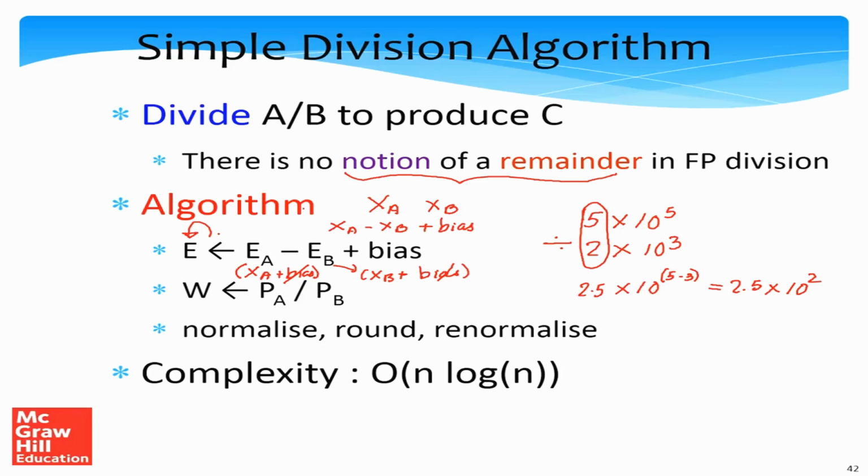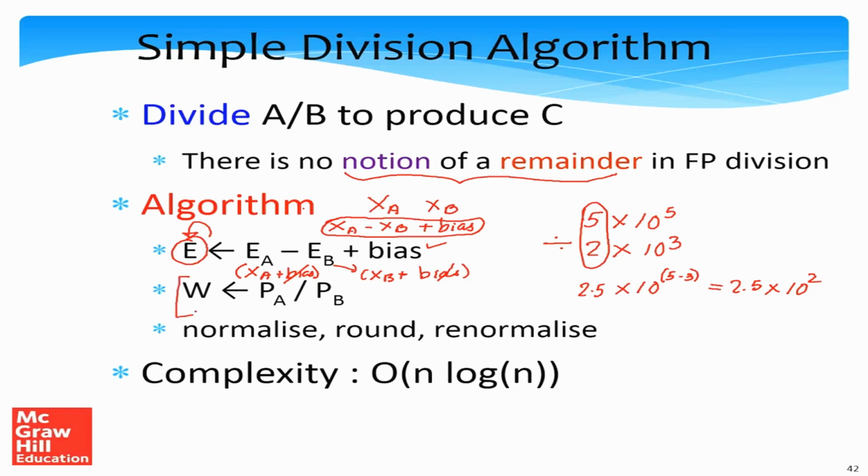So why do we add the bias? The reason we add the bias is because the E fields are essentially stored in bias notation themselves, and they are basically equal to the real exponent plus the bias. Once I subtract EA minus EB, the bias gets subtracted. But since the final E field also needs to be saved in bias notation, we need to add the bias once again, such that what we are essentially encoding is XA minus XB plus the bias.